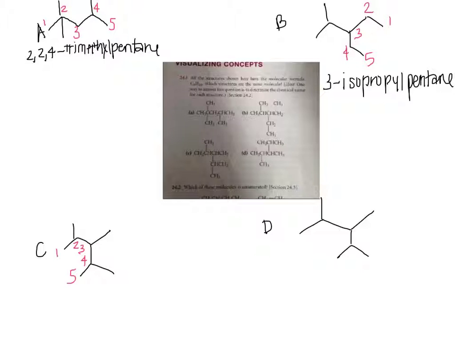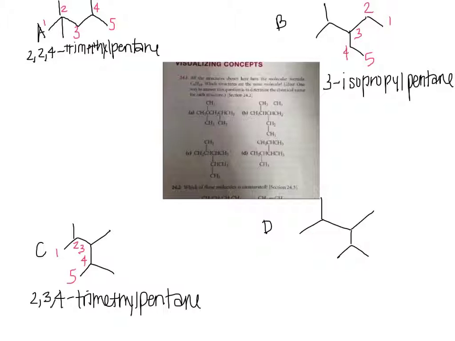So very similar to A, this one has 3 methyl groups, so it's going to be a trimethyl. We'll identify which carbons these are on. So it's going to be on carbons 2, 3, and 4. You have trimethyl. And then since it is a 5-carbon alkane, it's going to be 2,3,4-trimethylpentane. And finally D.